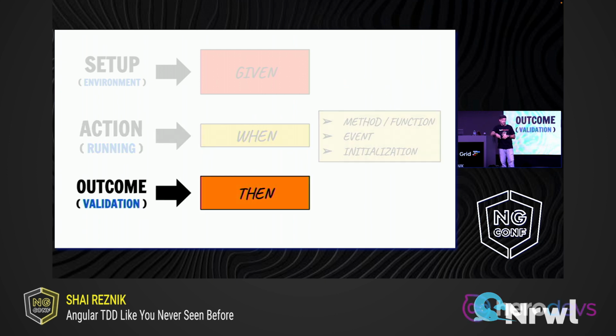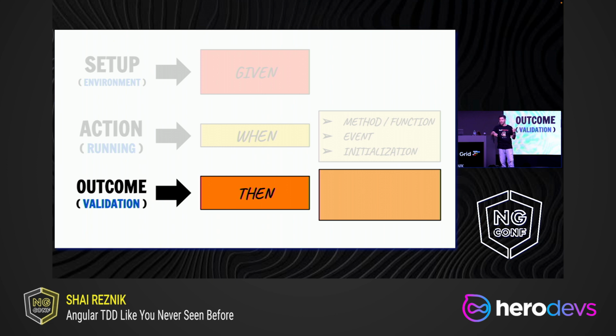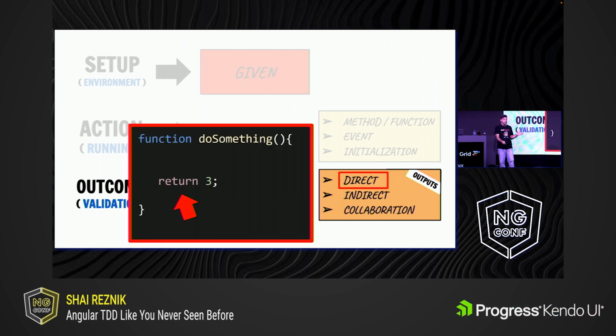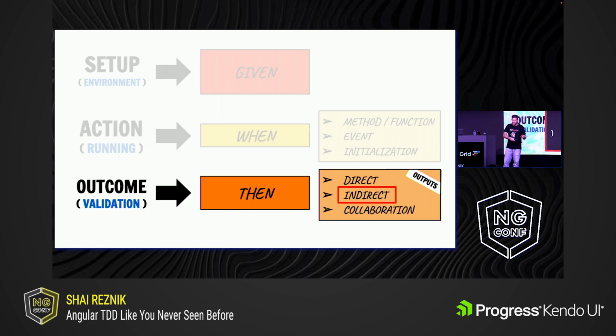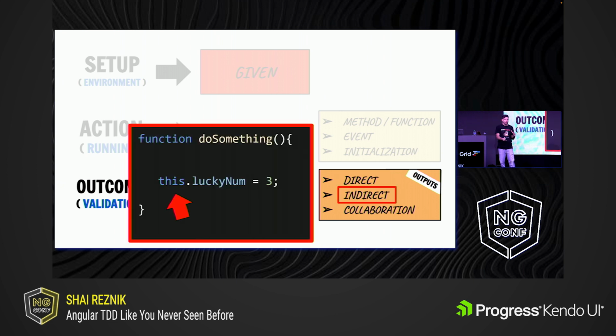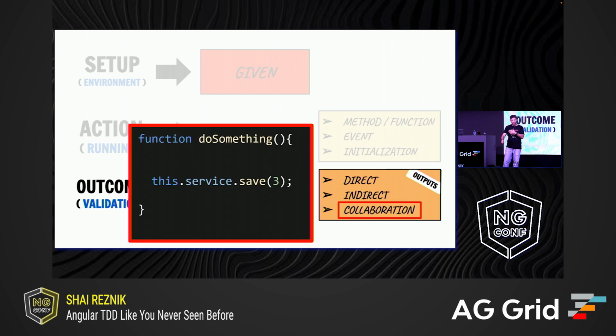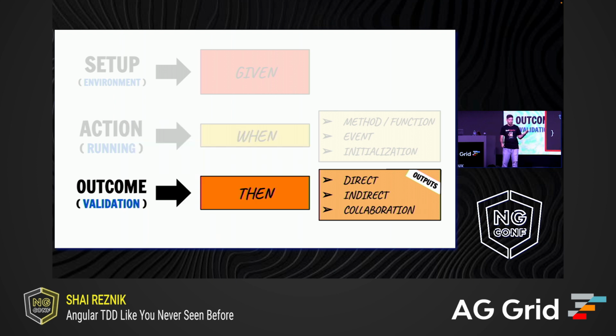Okay, now, the rule of 3. We have only 3 types of outcome or outputs that we can check for. We have direct, indirect, and collaboration. So the direct is when we actually return something directly from the function. The indirect is when we assign something to a variable outside of the scope of the function, right? It's a side effect. And the collaboration is also an indirect output, but we call a dependency or a collaborator, okay? That's why it's called collaboration output. And that's basically it, okay?